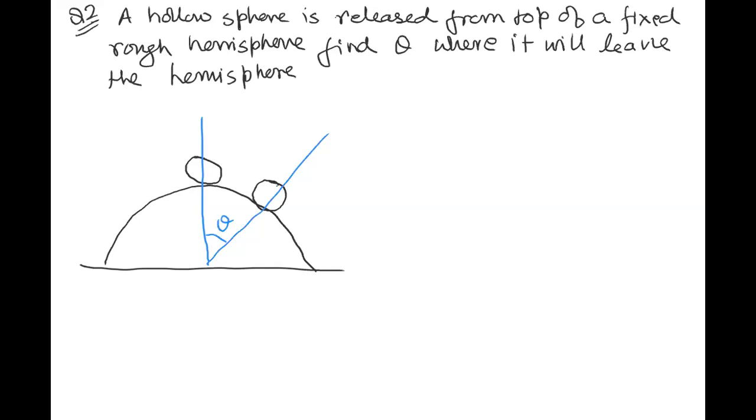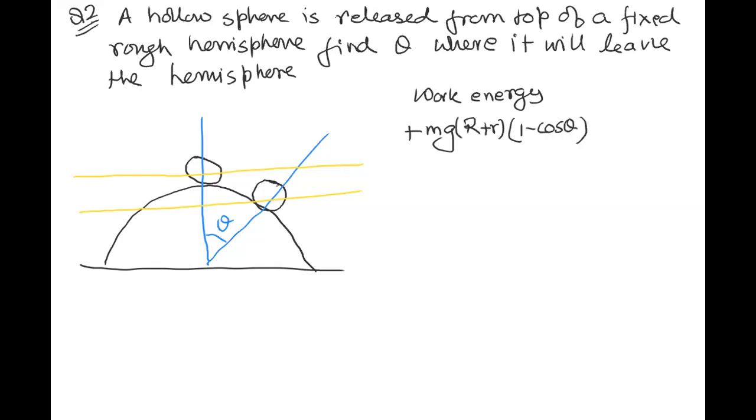So first we apply the work energy theorem. The center of mass has gone from this level to this level. So the work energy gives me plus, this time, mg (R plus r) into (1 minus cosine theta). बिल्कुल सही. यस यस. अब ये R प्लस r कैसे आया? ये वाली जो डिस्टेंस है ये R प्लस r है. हाँ प्रतीक्षा बिल्कुल सही.